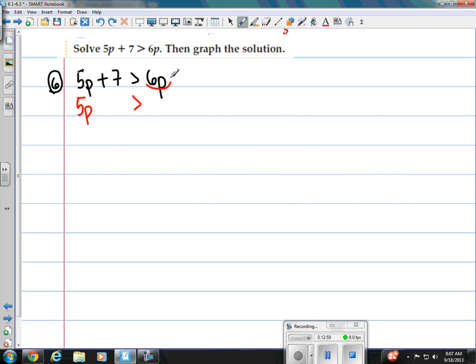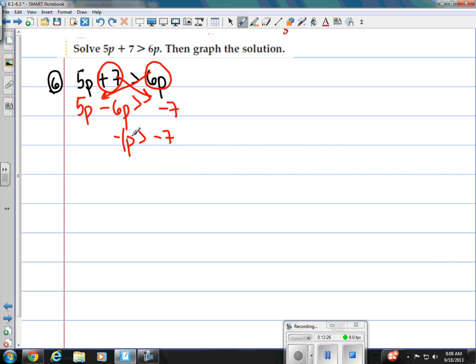But my positive 6p needs to come to the left and become a -6p. Now there's nothing left over here on the right, so we have to ask ourselves what wants to come to the right. Our positive 7 becomes a -7. And then we just simplify. So 5p minus 6p is -1p is greater than -7.